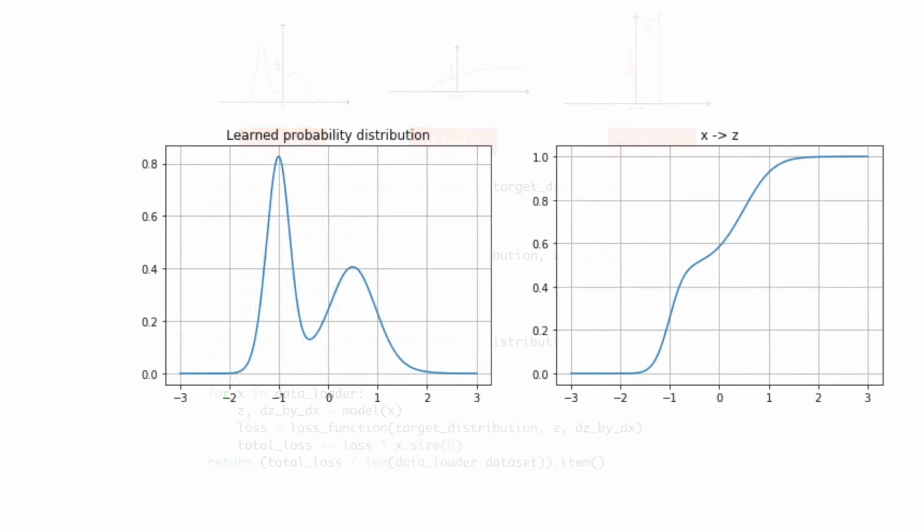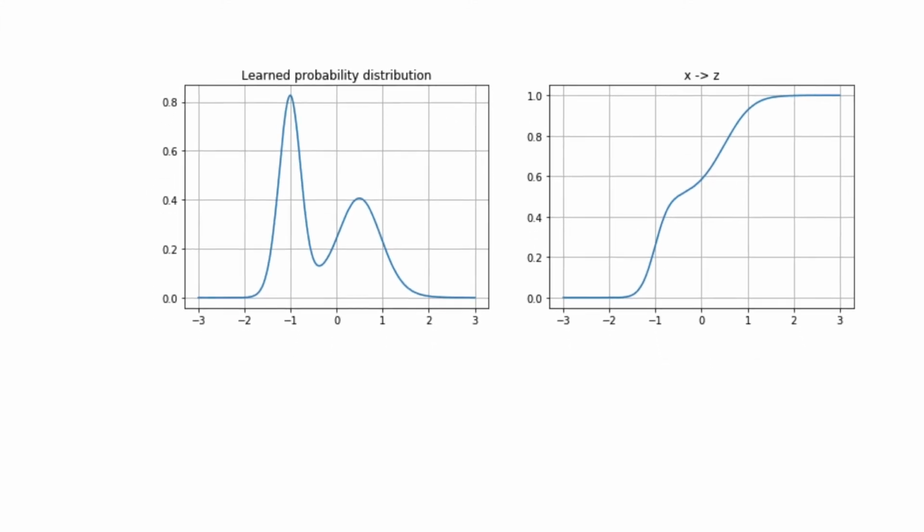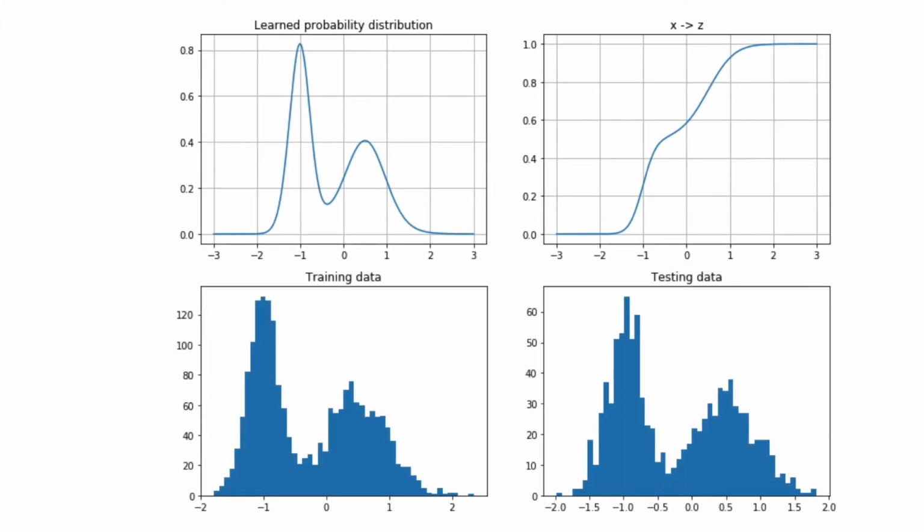Let's take a look at the learned function f and the predicted distribution of x. As you can see, the predicted distribution matches closely with the actual distribution of the data. This was possibly the simplest case to show the idea behind normalizing flows and how to implement them.